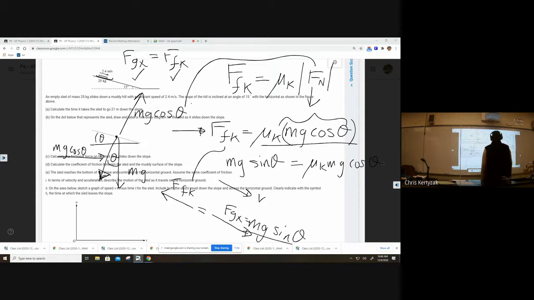Sorry, I ran out of space there. So the question was, again, to calculate the coefficient of friction. We're on part D.